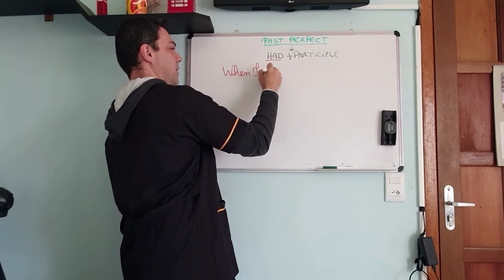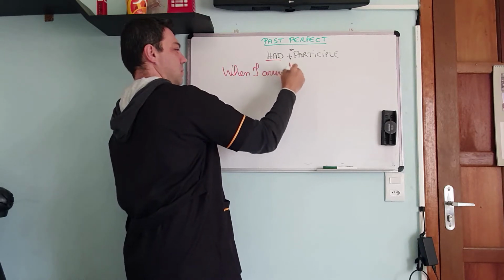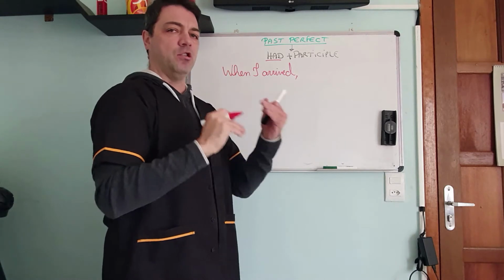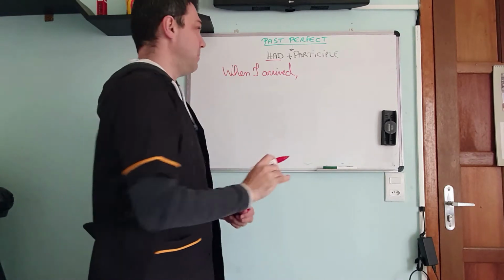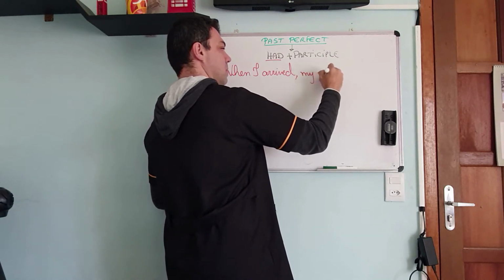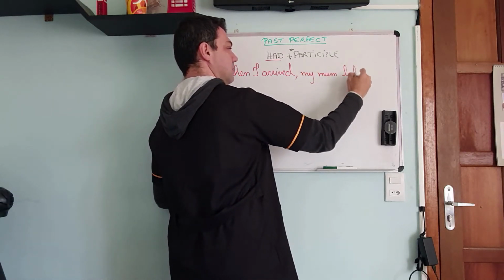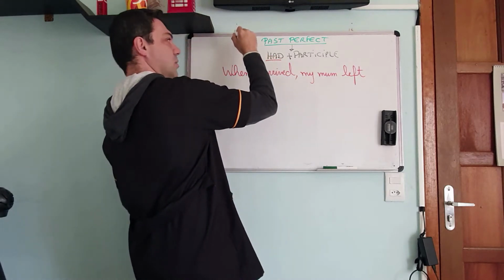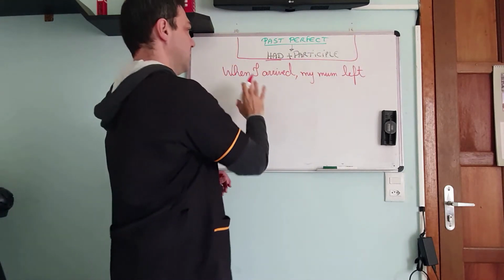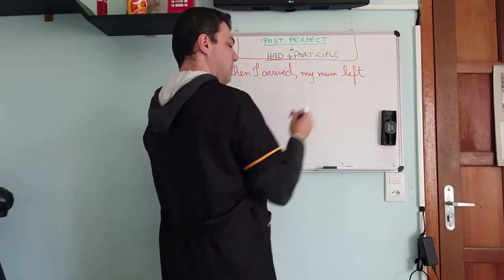Now let's put that in a more practical example. When I arrived. Forget past perfect for now. I'm going to talk about a simple past example. When I arrived, my mom left. Okay, so this is not past perfect yet. Forget the past perfect. When I arrived, my mom left.